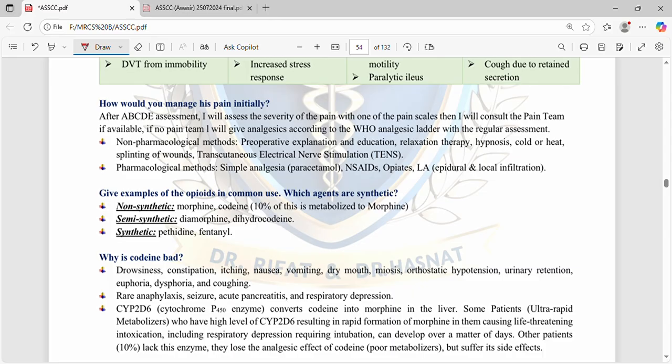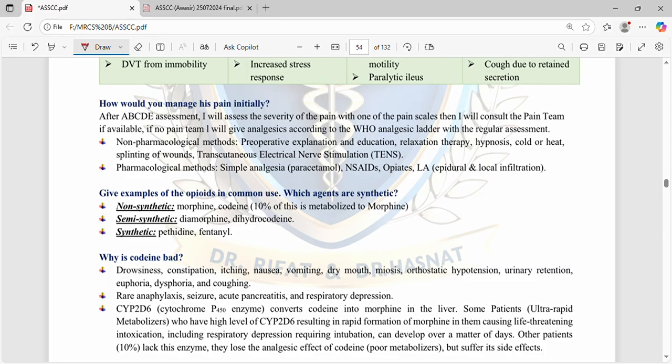Give examples of opioids in common use. Which agents are synthetic? So synthetic, non-synthetic, and semi-synthetic. Synthetic is pethidine, fentanyl. Semi-synthetic is diamorphine and dihydrocodeine, and non-synthetic is morphine, codeine. 10% of codeine is metabolized to morphine.